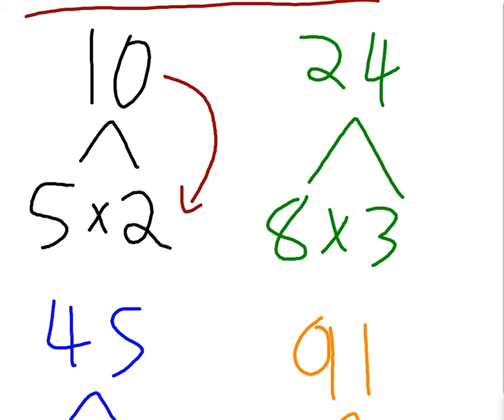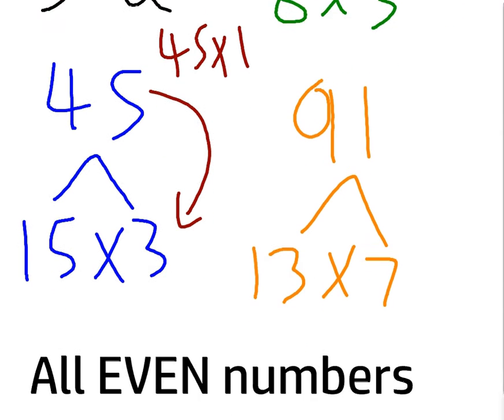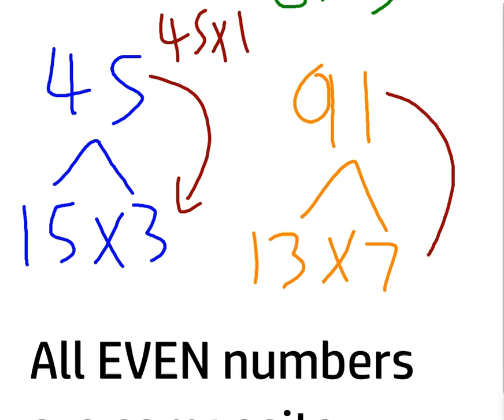Another example, 24 is a composite number because 8 times 3, 12 times 2 also, right? 6 times 4, it's got a bunch of factors. 45, 15 times 3. Again, 45 also has 45 times 1. 91 is one of my favorites. It definitely looks like a prime, but it's not. 13 times 7.